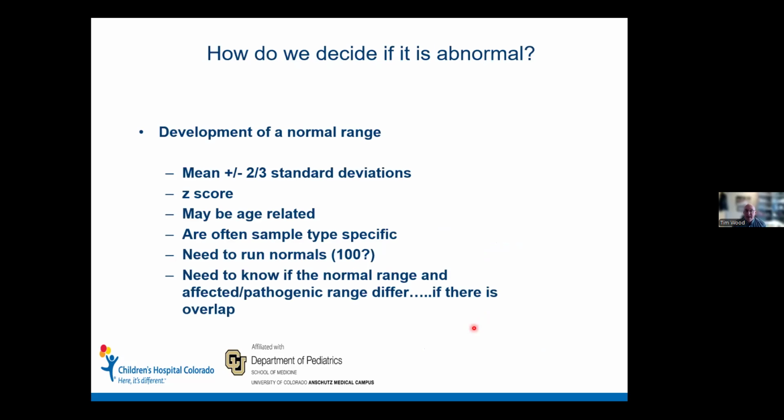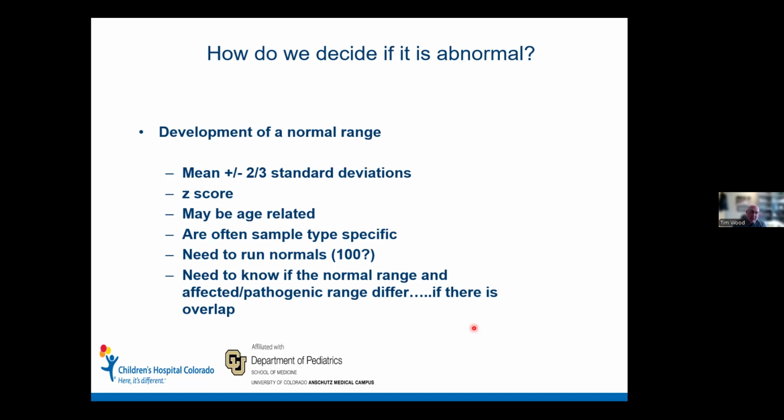So how do we decide if it's abnormal? I think this is really important to understand, is that to do that, you've got to run through a lot of normals. And we used to think 100 normals was a lot. Now it's not. You can look at means, plus or minus 2 standard deviations. You can use z-scores. Keep in mind that normal ranges may be age-related, especially anything you do in urine. And if you're right at that age cutoff, we artificially define a lot of times those age-related cutoffs. It's really more of a gradual change as the patient gets older.